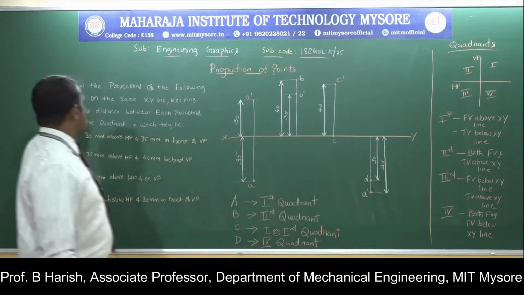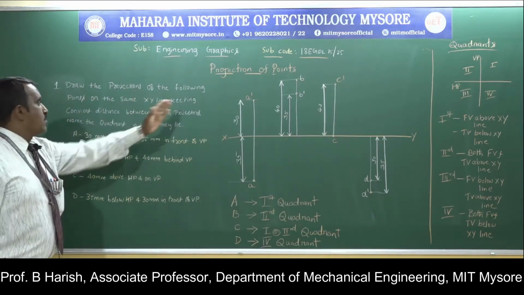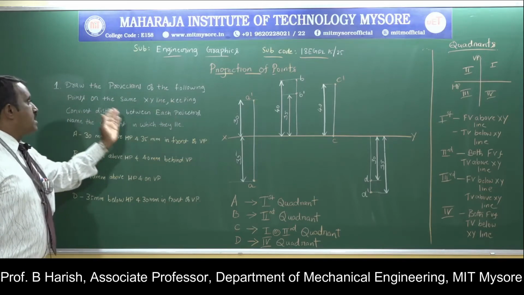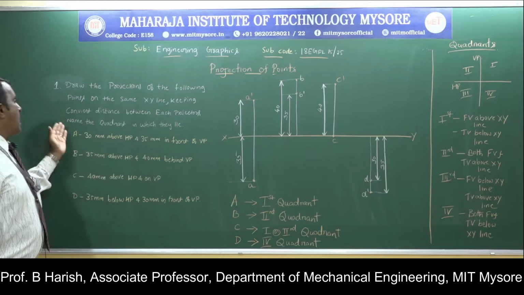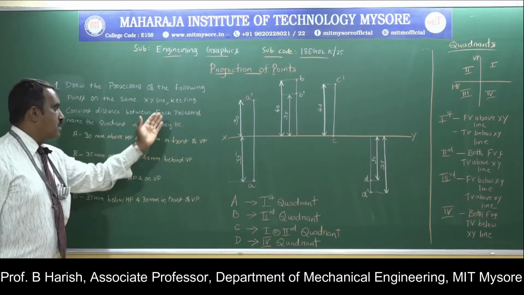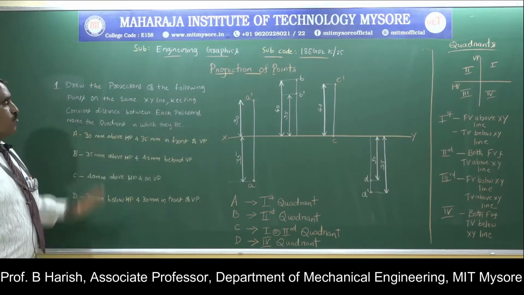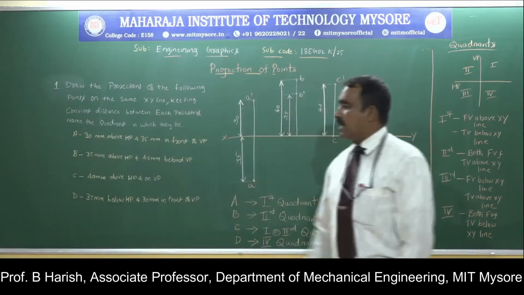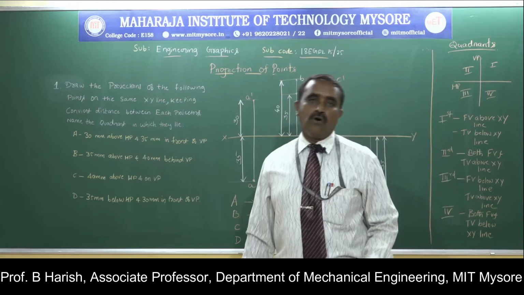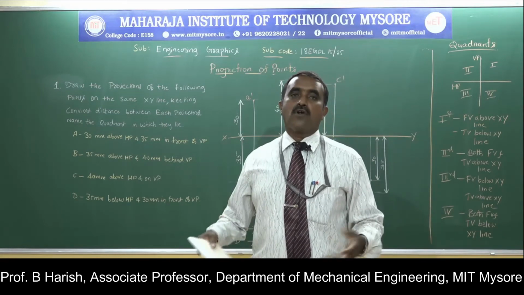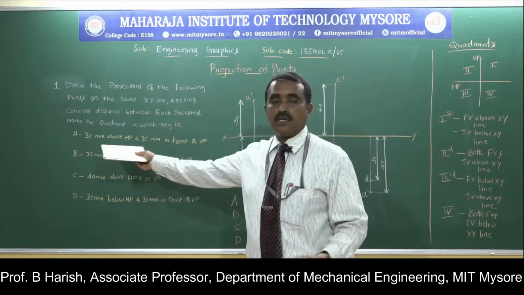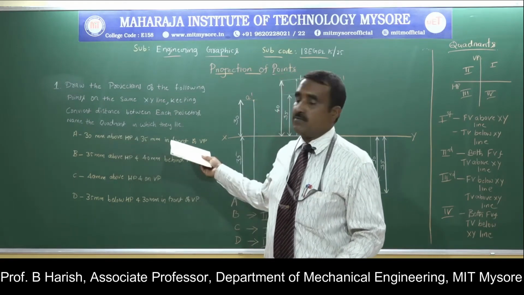So the problem runs like this: draw the projections of the following points on the same xy line, keeping convenient distance between each projectors, and also name the coordinates in which the point lie. So 4 points are given. So A, B, C and D. So the position of all the points are given. So I have to draw projections for those points satisfying the condition given.